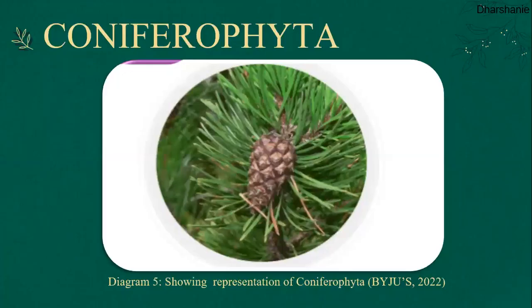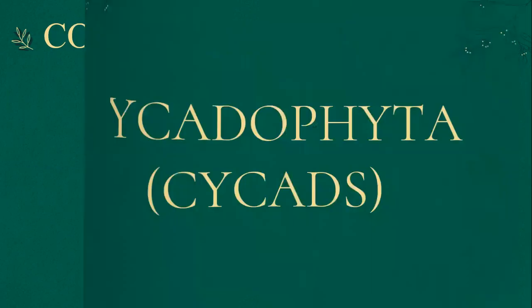Lastly, we have the Coniferophyta, and these are the most commonly known species among the gymnosperm family. They are evergreen, hence they do not shed their leaves in the winter. They are mainly characterized by their male and female cones, and their needle-like leaves. The diagram basically shows what Coniferophyta looks like. I will now hand you over to my colleague.